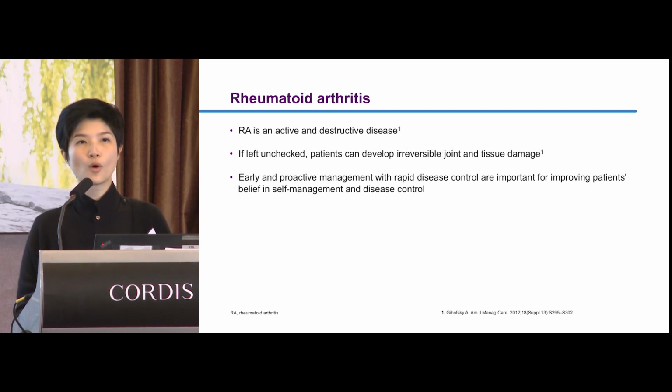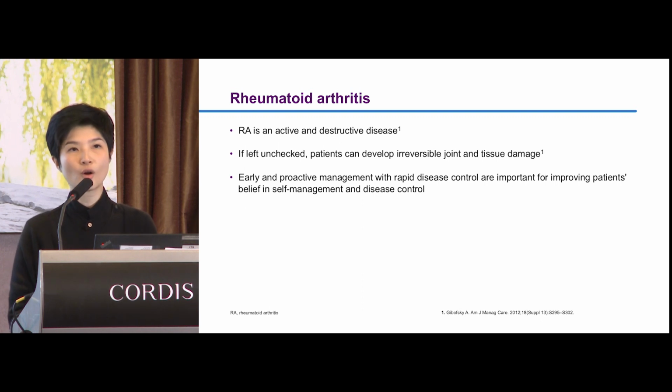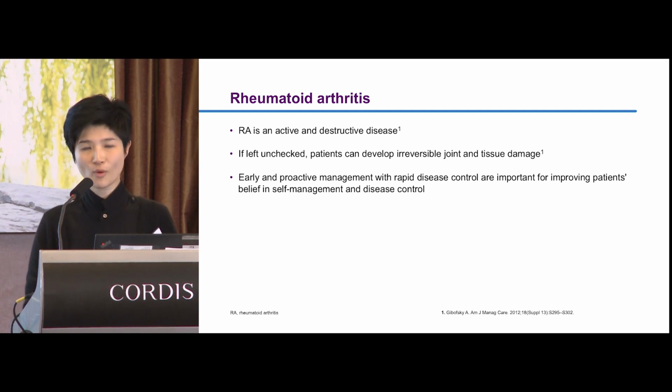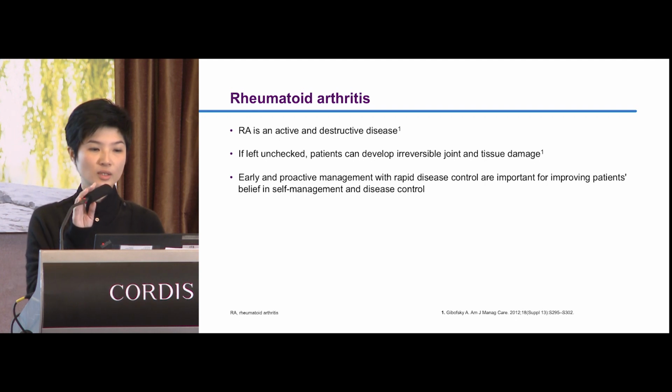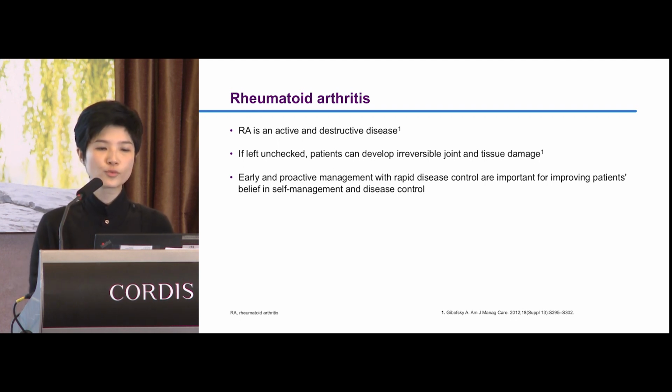I'm sure you all know very well about the nature of rheumatoid arthritis. But I'm sorry that I need to repeat it once more in this module, because it is a very important concept. Rheumatoid arthritis is a disease: if it is active and you leave it untreated, the patients can develop irreversible joint damage and joint erosion. And it would deeply affect the patient's normal functions and activity. So early and proactive management with rapid disease control are important for improving patients' belief in self-management and disease control.